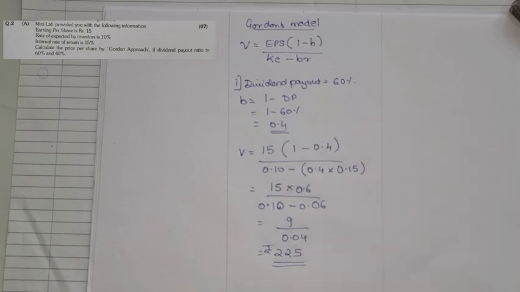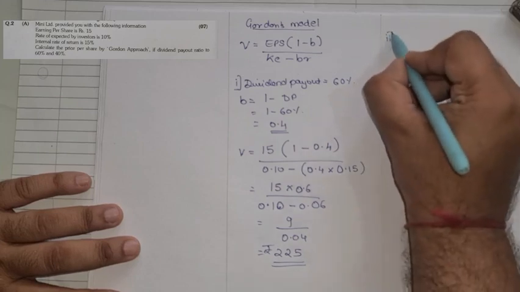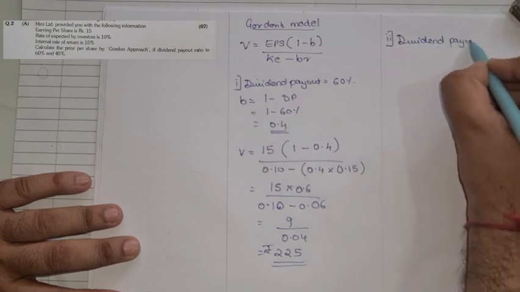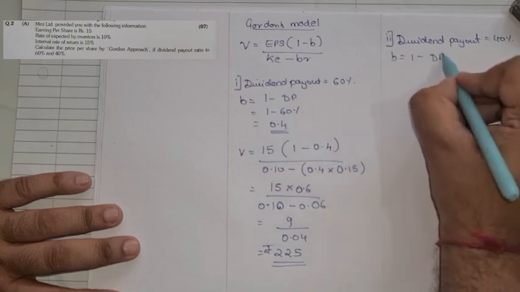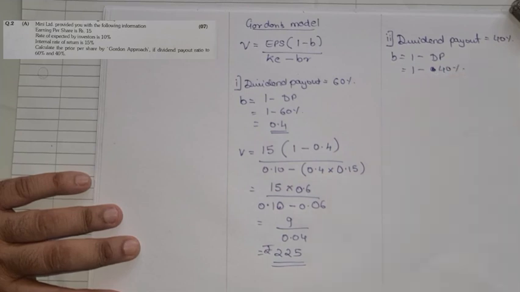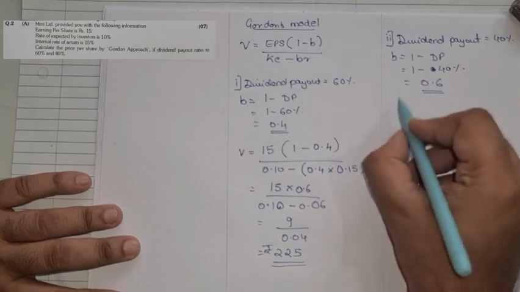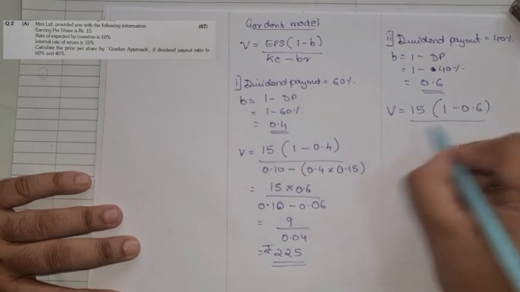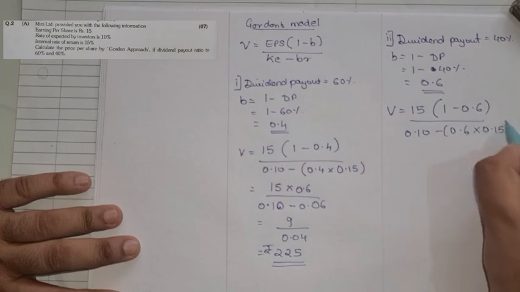Okay, similarly, now they told you the second one, what if the dividend payout ratio is 40%? So in the second case, when the dividend payout equals 40%, your B will be 1 minus the dividend payout ratio. So 1 minus 40%, which is 0.6. So my retention ratio is 0.6. Value is EPS into 1 minus 0.6, upon 0.10 minus 0.6 into 0.15.